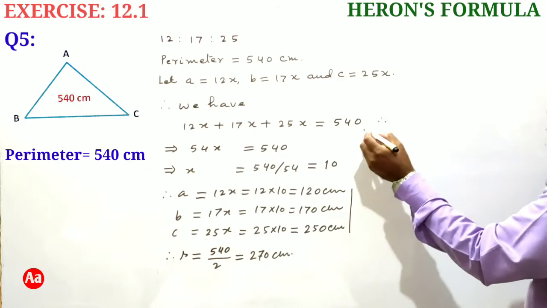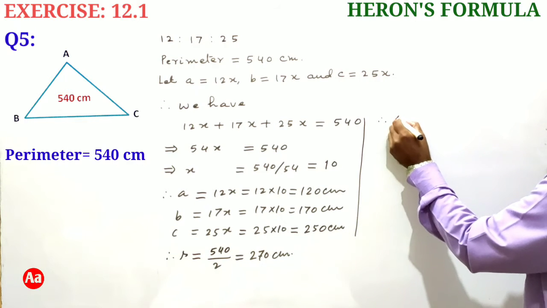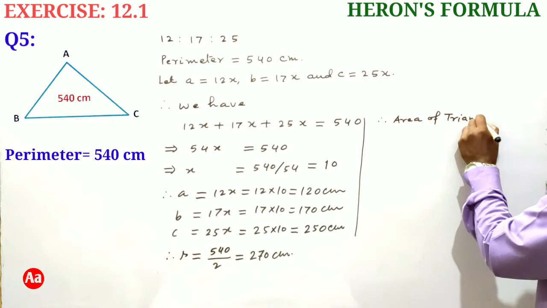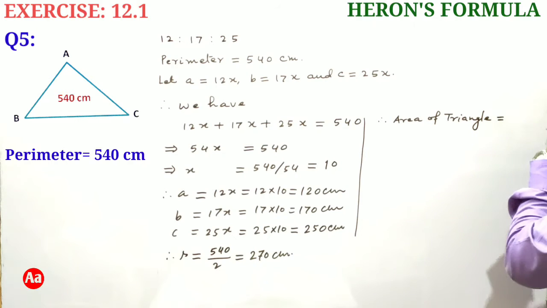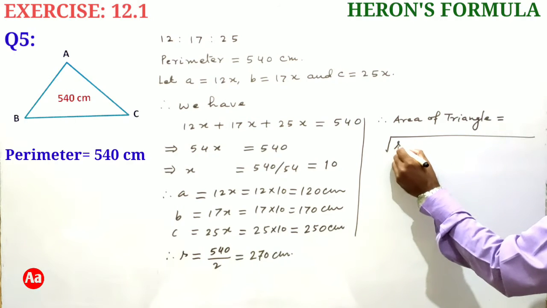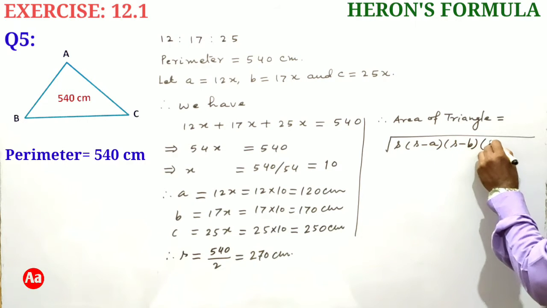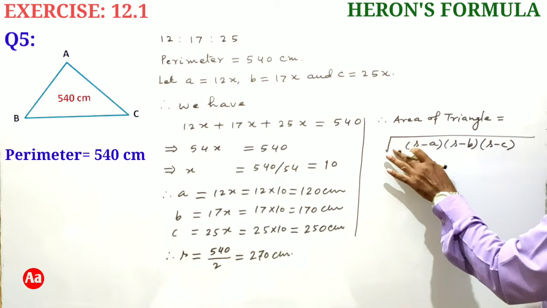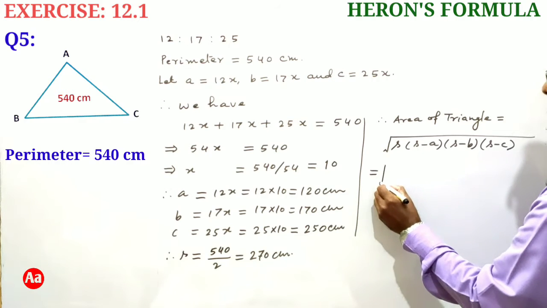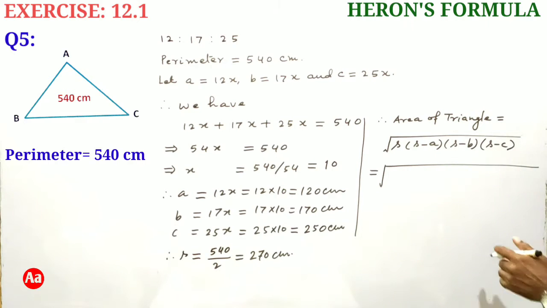So therefore area of triangle equal to Heron's formula under root S into S minus A into S minus B into S minus C. Let us substitute the values of semi-perimeter S and ABC, three sides of the triangle.